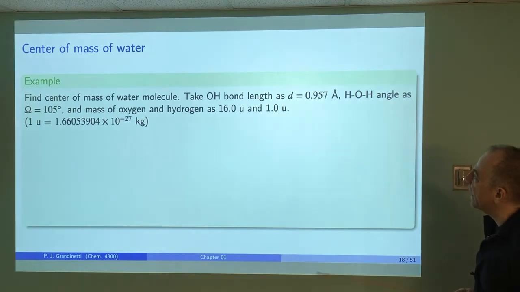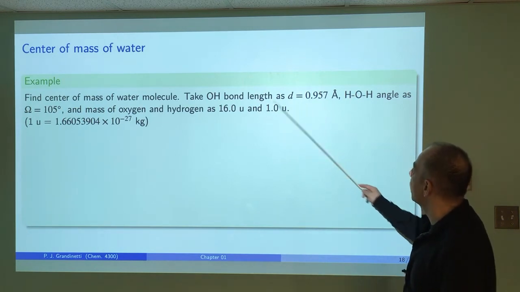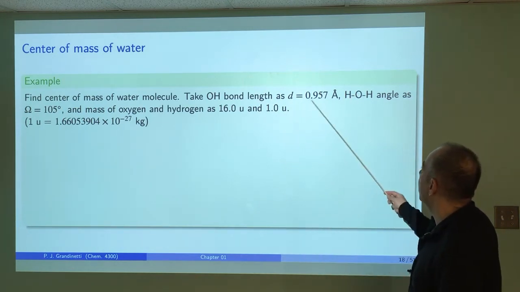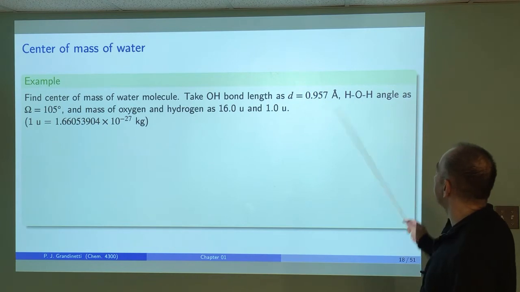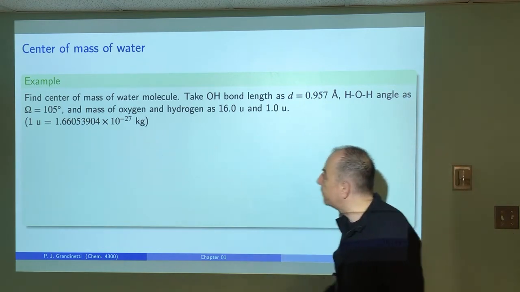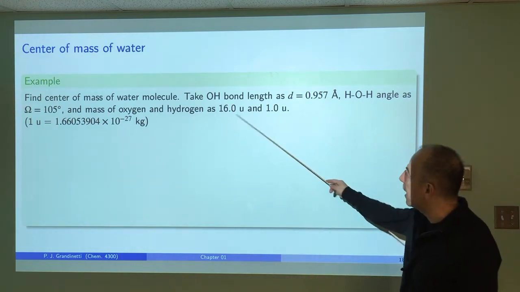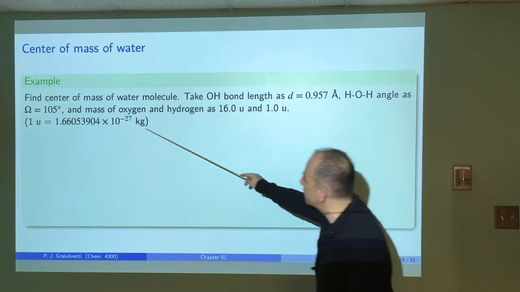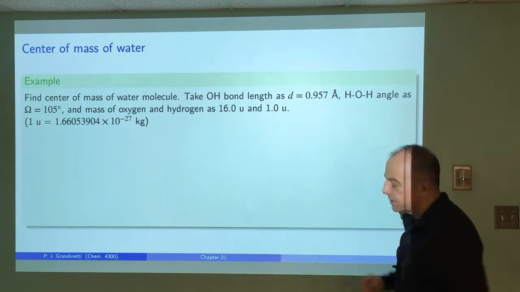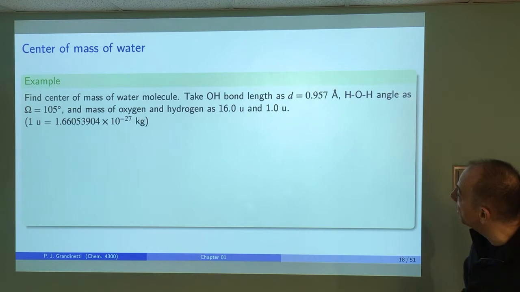So let's look at an example where we calculate the center of mass of a water molecule. We're going to take our distance for OH, about 0.957 angstroms, and we'll take the HOH angle to be about 105 degrees, and we'll have the masses of oxygen and hydrogen in atomic units, which is 16 and 1.